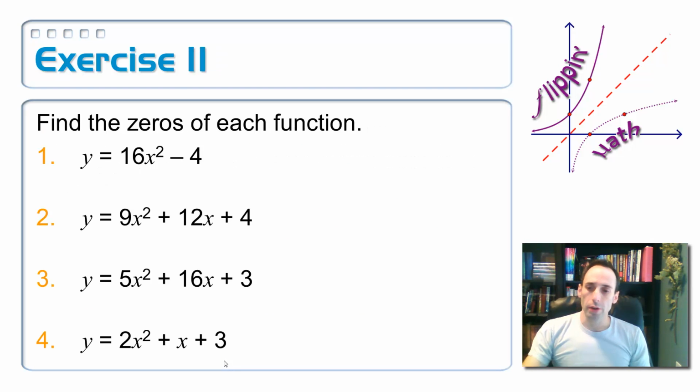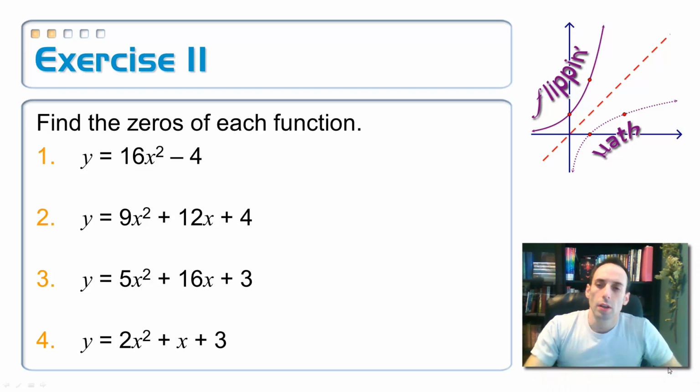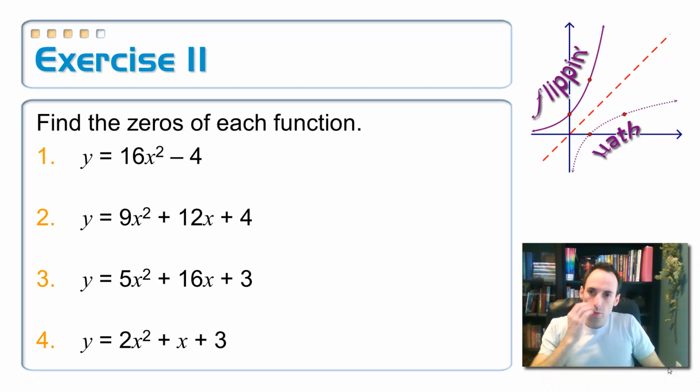Okay, so now here are 4 of them for you to try. Go ahead and pause the video, finding the zeros of each of the functions, which of course means where y is equal to 0. So set them equal to 0 and then do some factoring. All right, so let's look at your answers here. We'll look at each one of these problems individually.